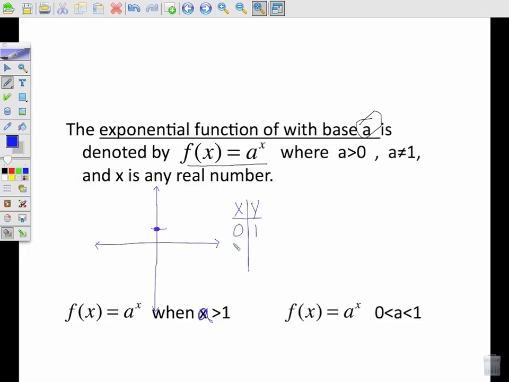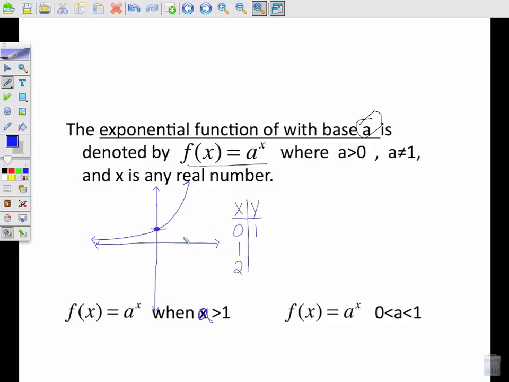So what happens when x is 1? It would be a to the first power. If a is greater than 1, a to the first power would just be a. And then a to the second power would be a squared. You can see that it's slowly going to increase. So this exponential growth function looks like this. And we also know that the output would never be 0. So it's going to slowly approach the x-axis but never cross. That'll be our asymptote.